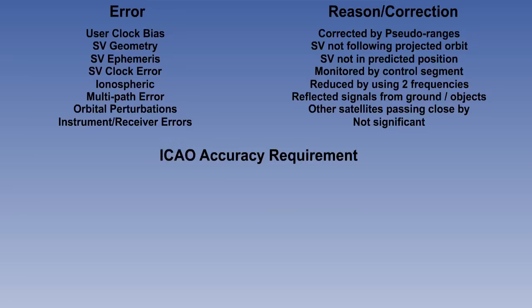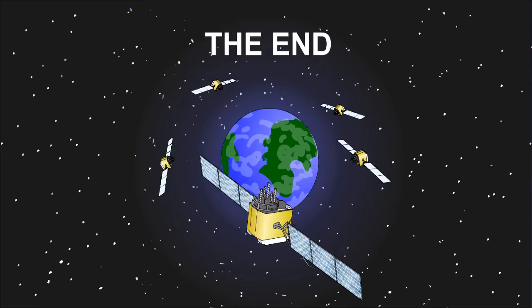Finally, we'll quote the 95% accuracy figures required by ICAO. Any commercial GPS will meet this specification, including the one in your car. The horizontal error is plus or minus 13 meters. Vertically, it is 22 meters. And timing accuracy is to within 40 nanoseconds of UTC. That concludes this lesson.